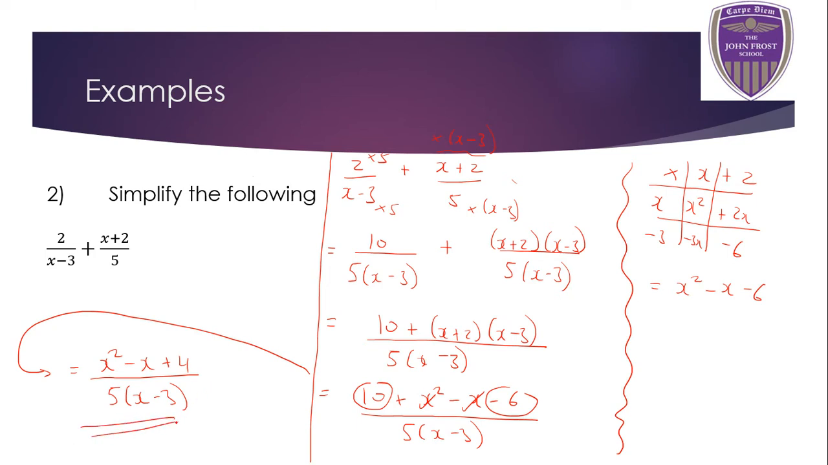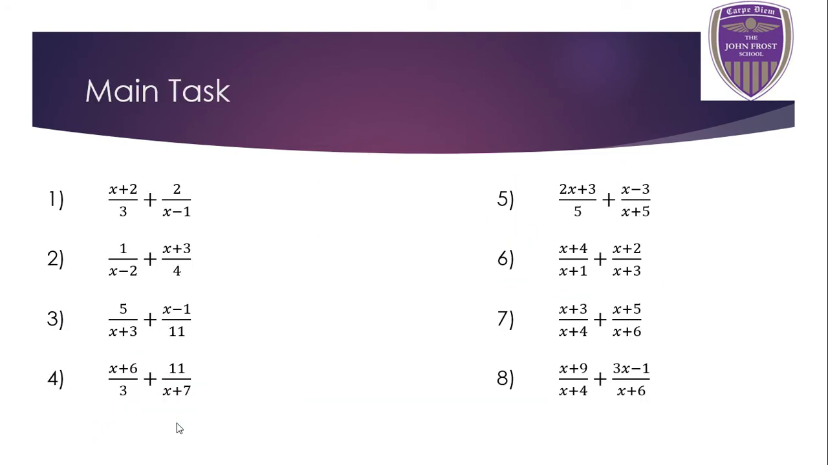Okay, so that's finished. So for the main task now, there's 8 to do. I would say that up to question 5, they mirror the examples. On questions 6, 7, and 8, you're going to have to think a bit harder, and they are going to be more complicated answers. So give those a go. Once you've done, come back for the checking questions.